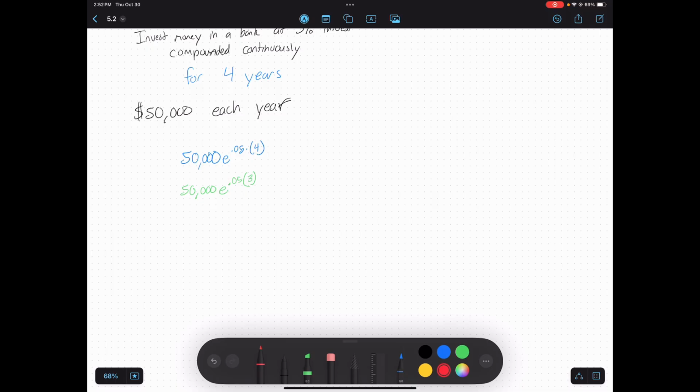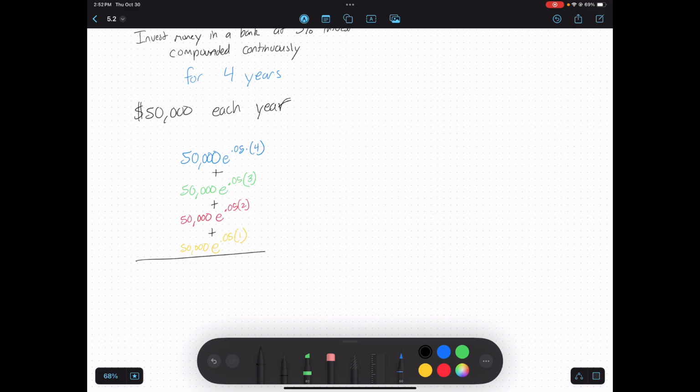Well, I can do this again. At the end of the second year, I'll invest another $50,000, but this $50,000 only has 2 years to grow. And then, of course, I'll do this one more time where I'm going to invest $50,000, but this last $50,000 only has 1 year to grow because this is happening at the end of the third year. To get my total amount, I'm going to add all these up.